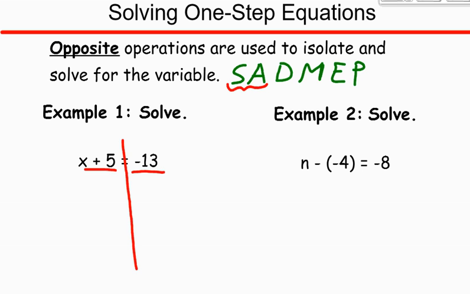Okay, the next thing you need to understand is that what you do to one side of the equation, you have got to do to the other side. And here's an example of why. I'm going to pick a simple equation, a true statement. 3 is equal to 3.